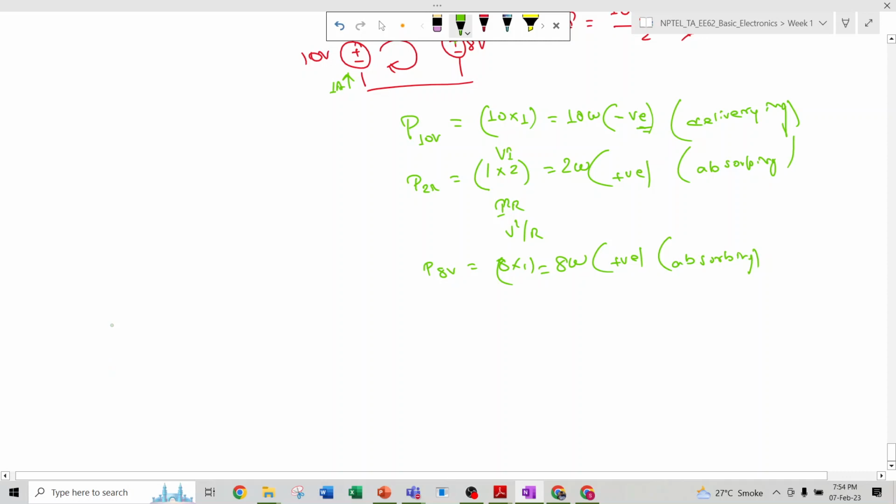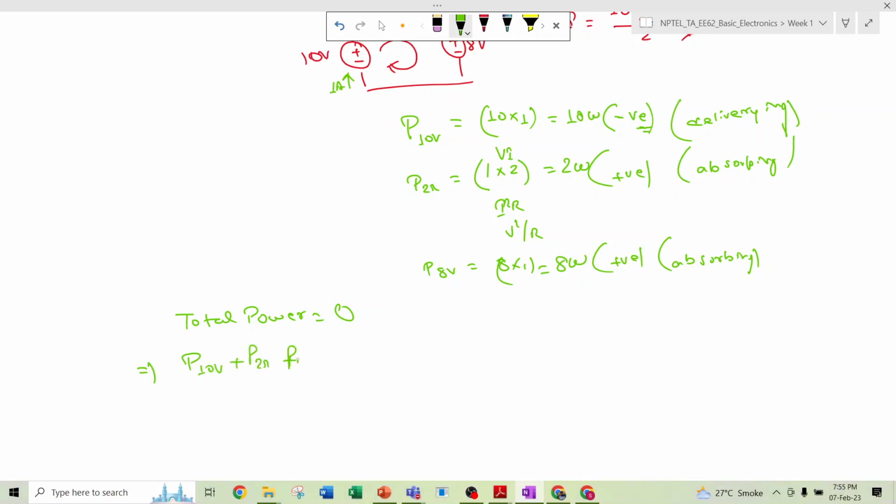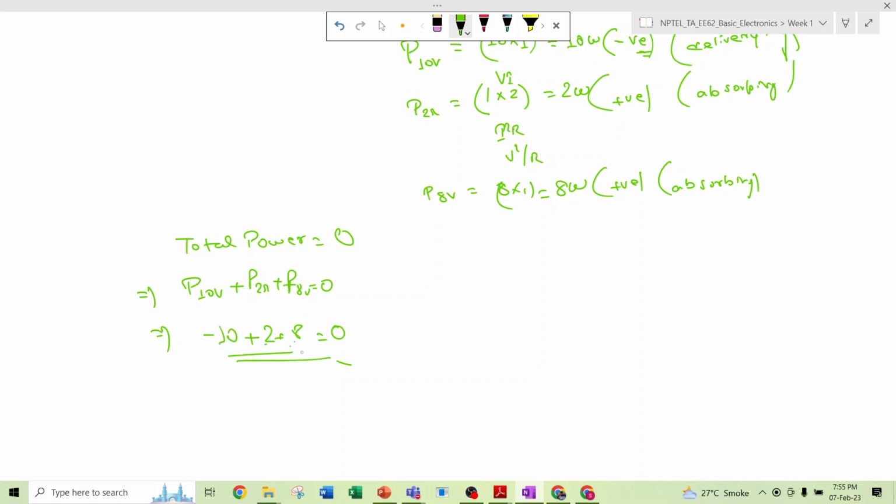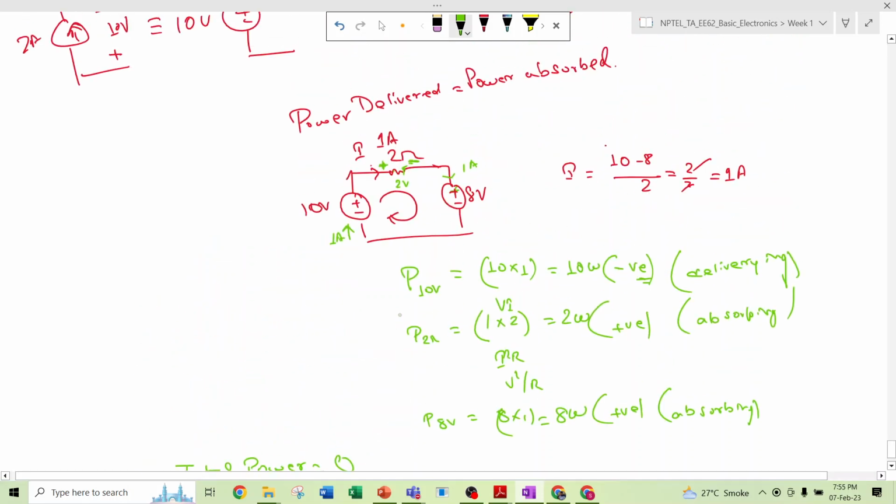So according to this power conservation theorem, the total power should be 0. Total power means P due to 10 volt plus P due to 2 ohm plus P due to 8 volt, that should be 0. P due to 10 volt is minus 10 watt, plus 2, plus 8. So it is minus 10 plus 10, and the total power comes out to be 0. This is the power conservation theorem.